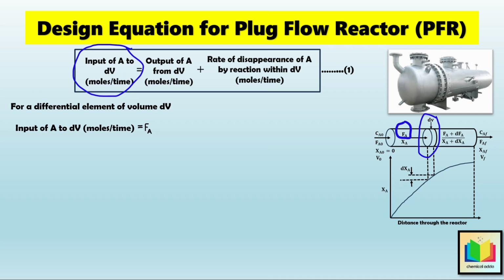Similarly, let's calculate the second term, that is output of A from dV in moles per unit time. From the figure we can see that output of A from dV is Fa plus dFa.